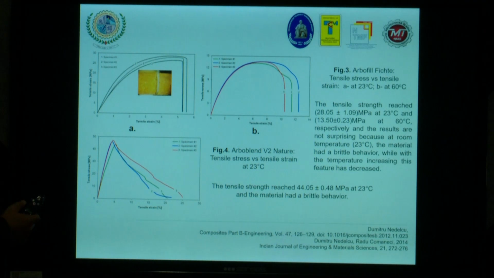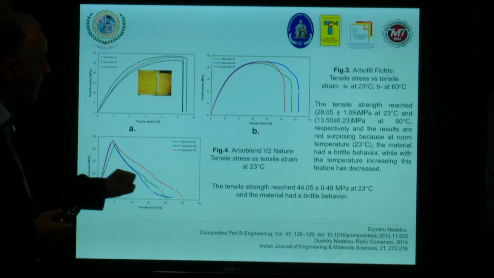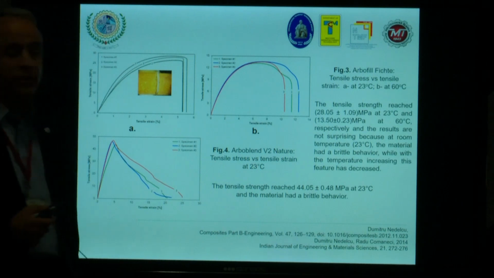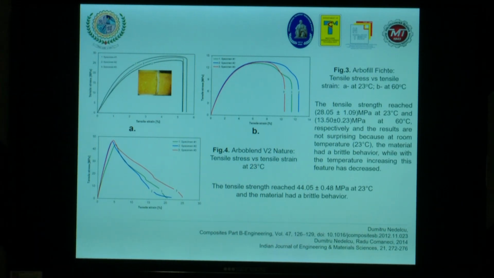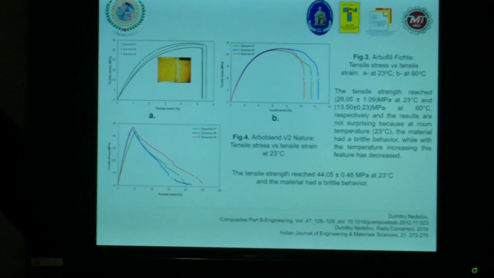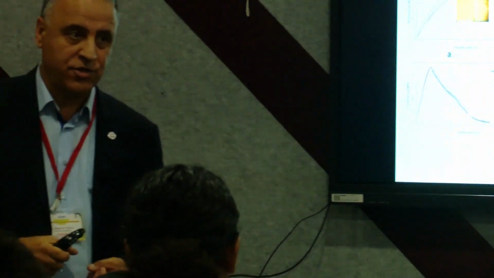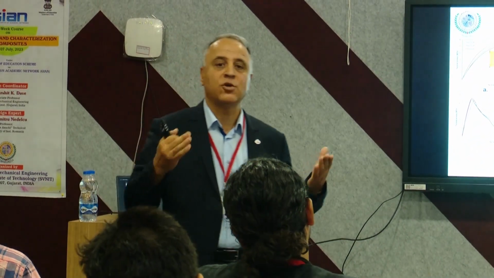The next material, Arboband, reached a tensile strength of around 44 megapascal at room temperature, but it was not possible to study this material at 60 degrees Celsius. Why do you think? Because it exceeded the machine range, and it was not possible to obtain the results. So this is the main conclusion that we can get from the tensile strength.